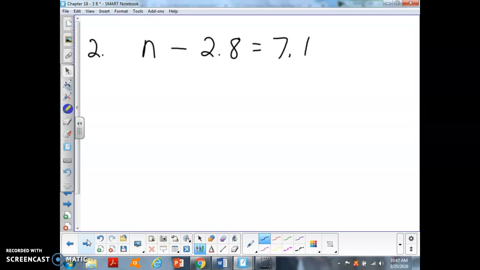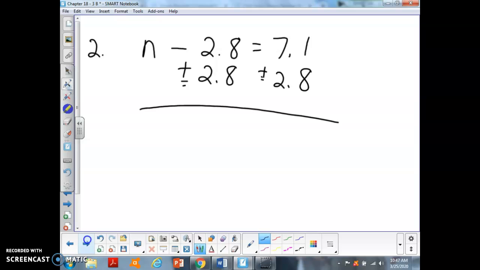Since it's a subtraction equation, we do the inverse operation, the opposite. We add to get rid of that, to get our variable all by itself. I added, so I got to add over here. And that's where we got to be careful. Make sure we do the same thing.